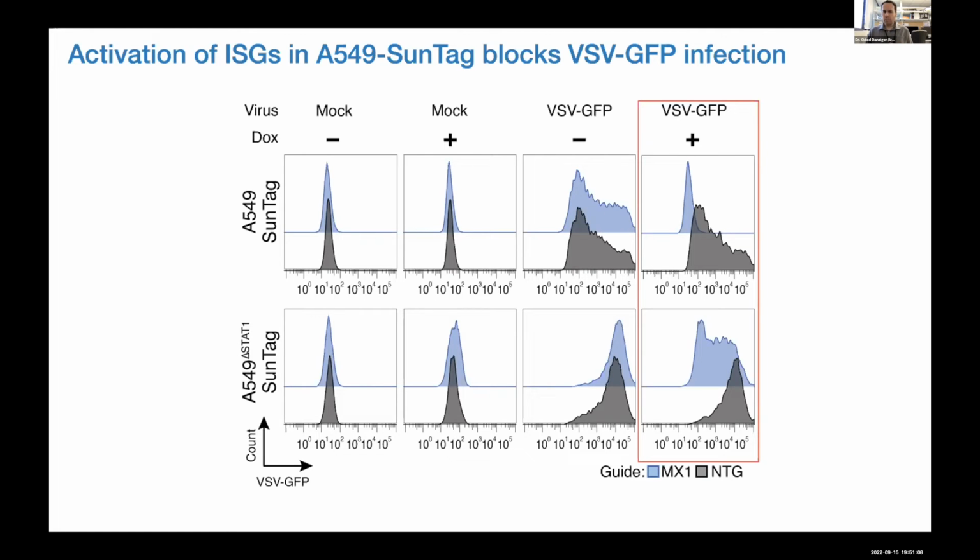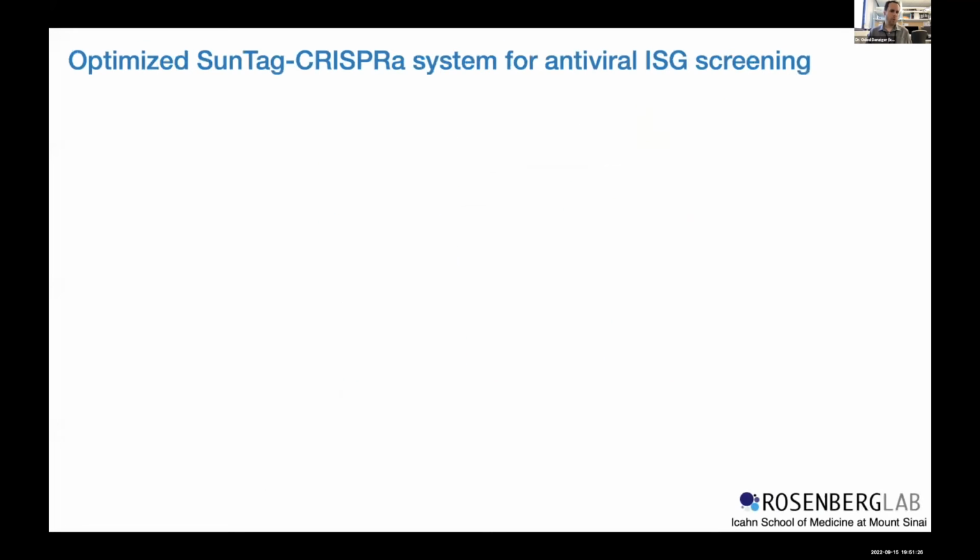The STAT1 knockout background gives us a very rare opportunity to actually look at the antiviral capacities of MX1 outside the full-blown interferon effect upon viral infection. So this is how our system works. It is an optimized SunTag CRISPR activation system for studying antiviral genes.